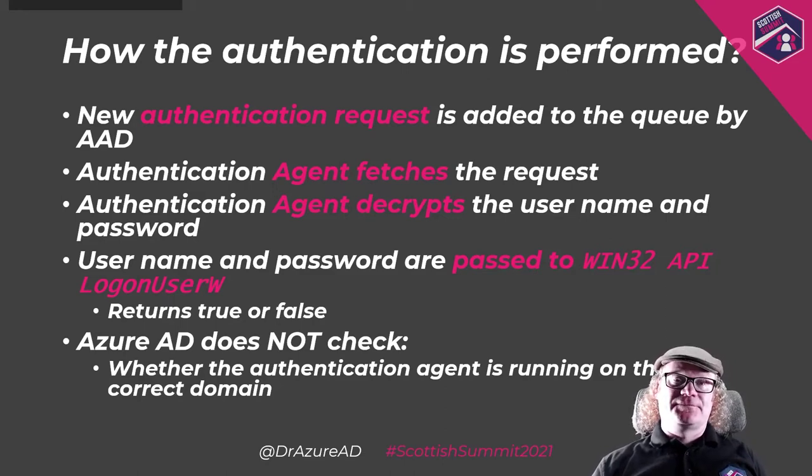It decrypts that using the private key of that particular agent, and then passes those credentials to a Win32 API called LogonUserW. So basically it tries to log in using those credentials. And then that function returns either true or false. If it was successful, true, and if false, it wasn't. And it also tells the reason for that. So maybe the password was not correct, or maybe the logon hours restrictions said that you can't log in at this hour.